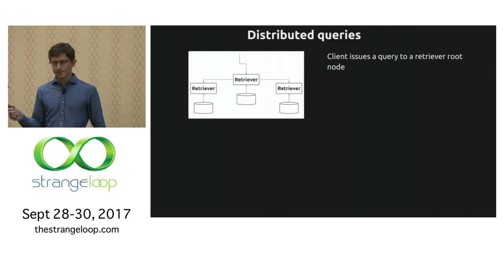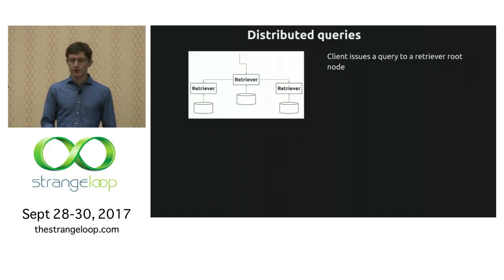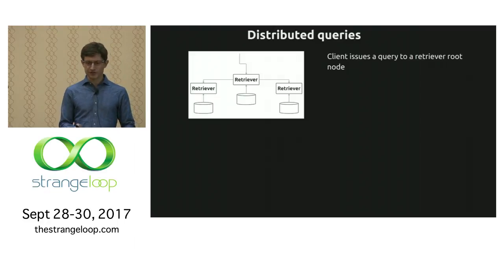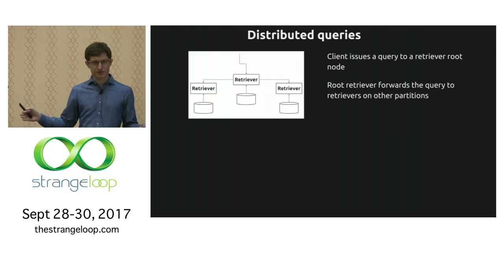Well, a client's got a query to issue. Let's say it's the same average query. So the client knows what data set it's querying for. So it's going to check what partitions that data set exists on. And then the partitions have retriever nodes listening on them. The client's going to pick one retriever to be the root for the query. And then it sends the query to that retriever. And the retrievers know what other retrievers exist on that partition. So the root node will forward on the query to the other nodes on the other partitions for the same data set.